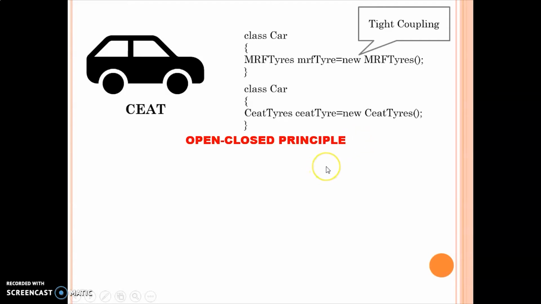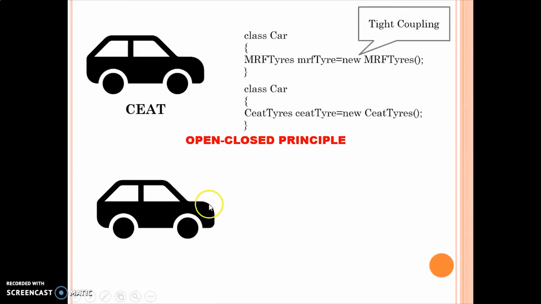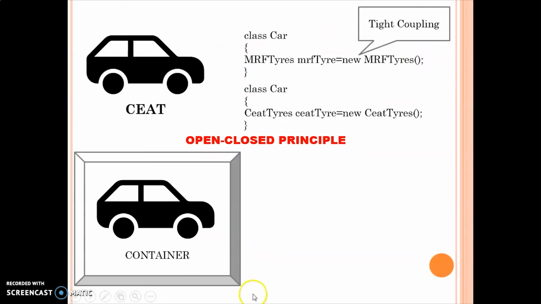So now, how does inversion of control help us in this? So let's again assume I have a car. Now, rather than the car doing every job here, like you can see here, the car class is creating the object of the MRF tire class. We have something coming into the picture called a container.